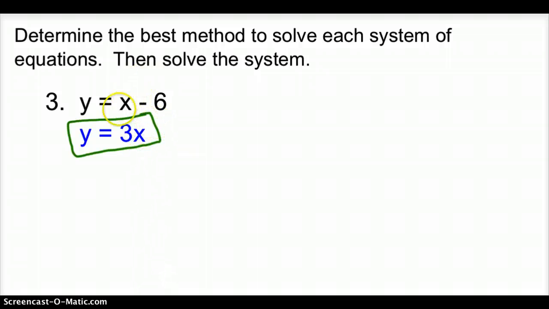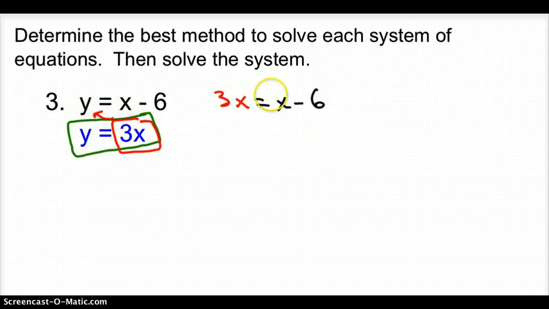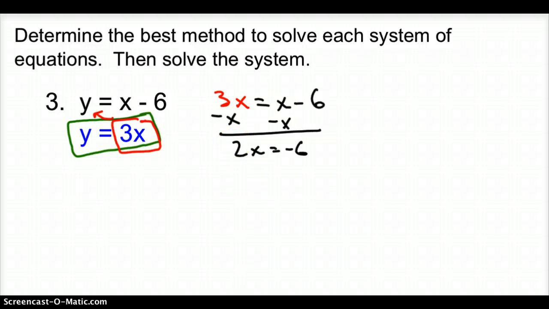So you notice on 3, y equals 3x. Well, I'm going to take this 3x and plug it right in for y because I know that's what y equals. So I do that. I go 3x. And then from the rest of my black equation, x minus 6. Remember, the y disappears when you sub it in, just like you would in football or basketball. So now I subtract my x. So now 2x equals a negative 6. Divide by 2, so x equals negative 3.